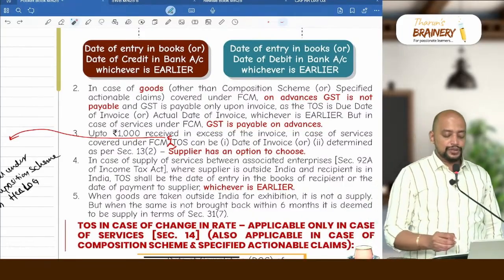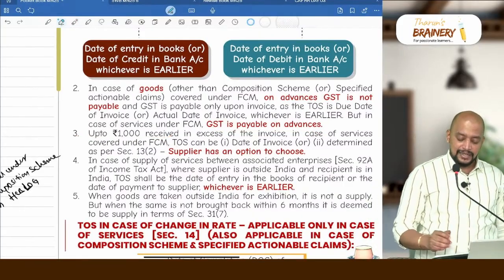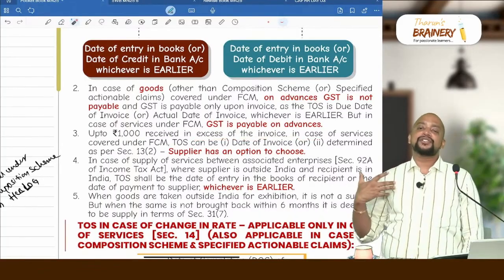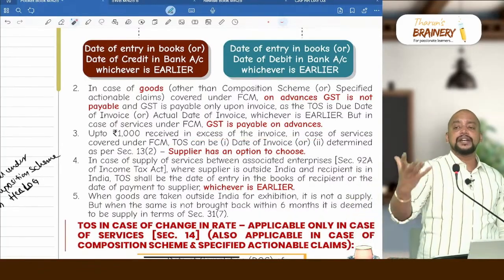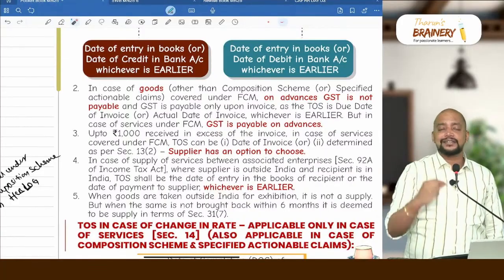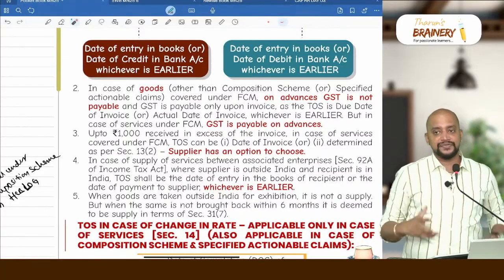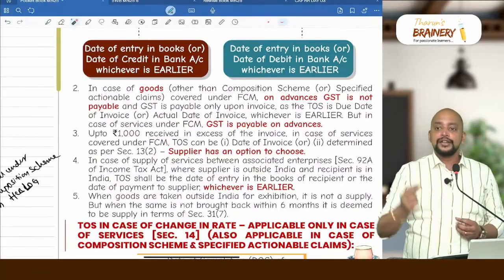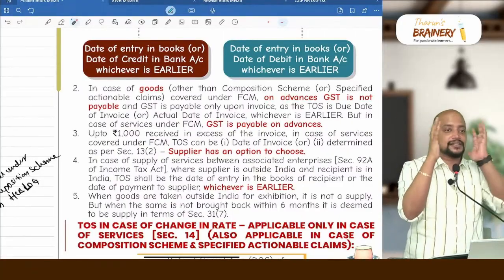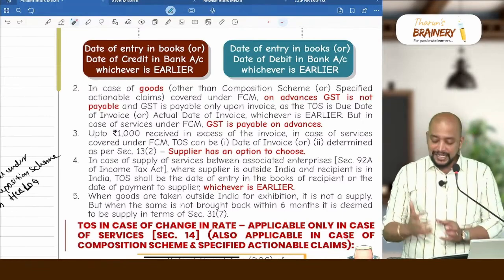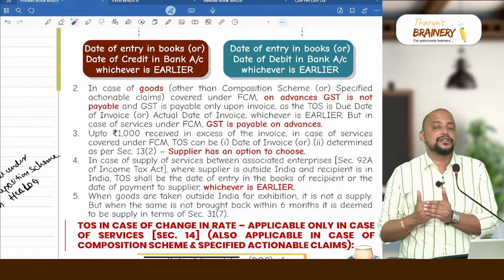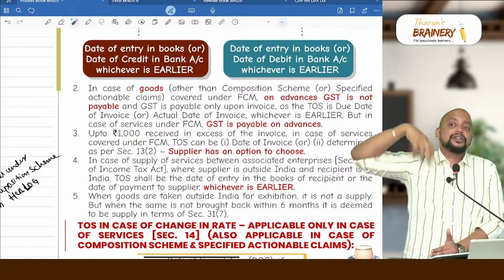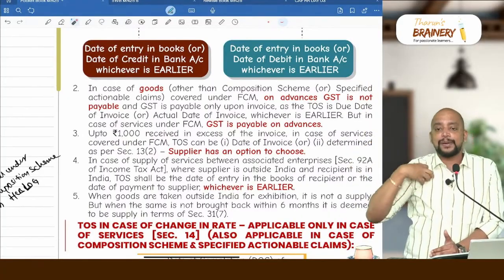Then up to 1000 rupees received in excess of the invoice. So wherever we need to pay GST on advances, whenever we are receiving some excess amount, but that excess amount is up to 1000 in excess of invoice. For example, invoice is for 13,200 and we are receiving 14,000. So this 800 rupees which is received in excess is up to 1000 rupees. For that 800 rupees, either we can take the month in which the 800 rupees is received, or for this 800 anyhow we are going to give invoice in future. So that date. At the option of the supplier they can decide.